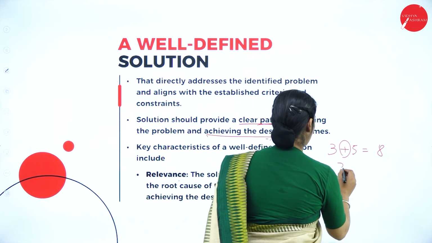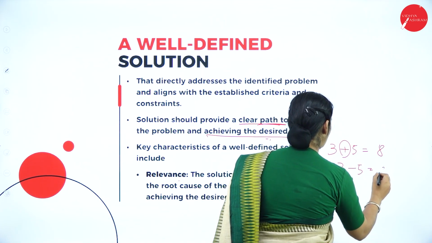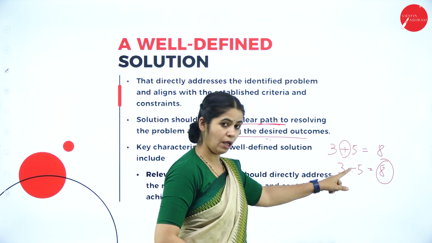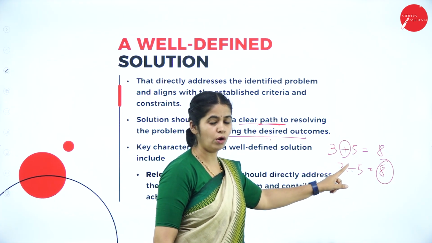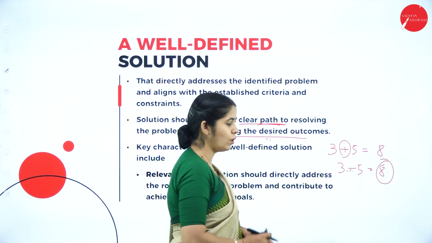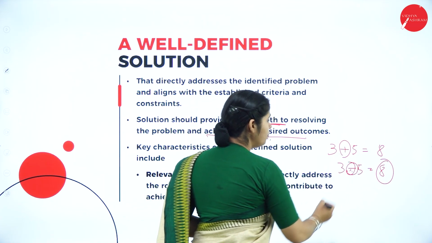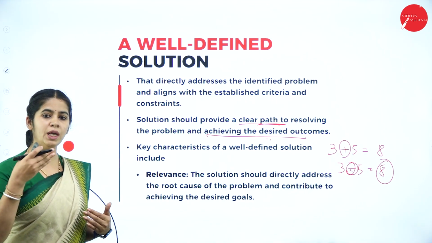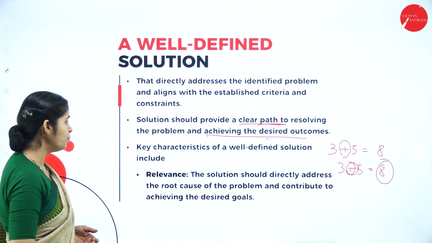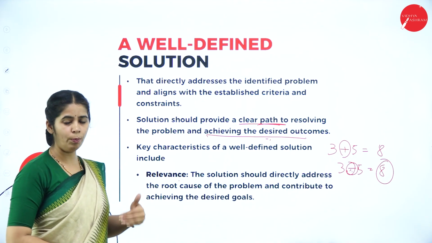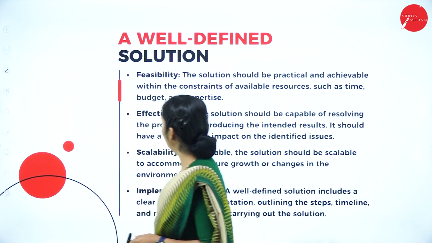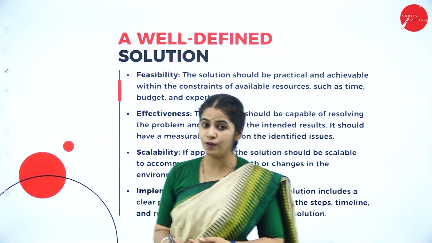If I say 3 minus 5 is equal to 8, 8 is a solution I am getting, but it is not relevant to the action I am doing, or to the problem we have defined, because we have defined subtraction here. So that cannot be considered an outcome of the problem. I hope you understood what relevance is. And next what we have is feasibility. What is feasibility?